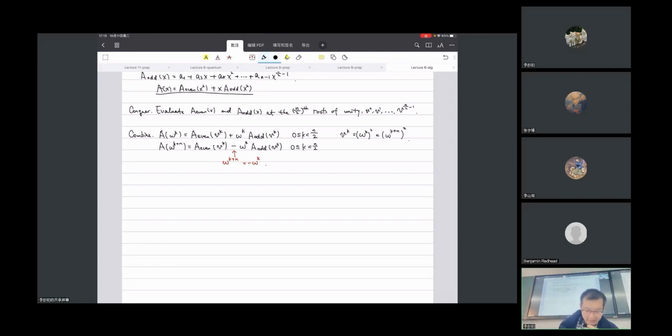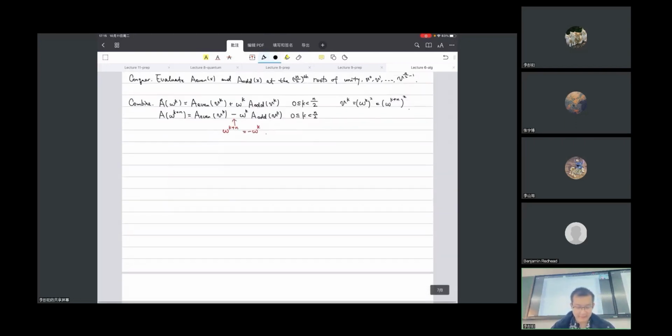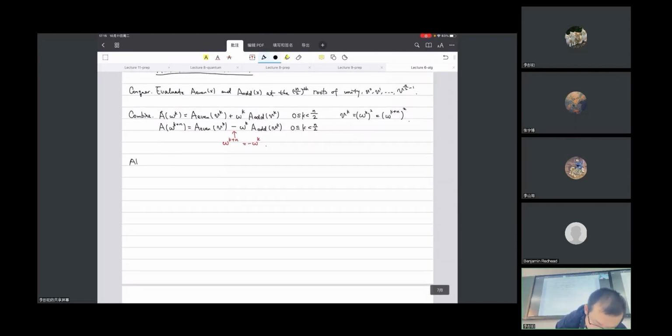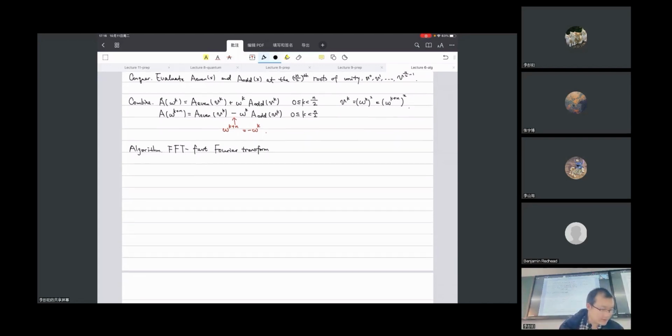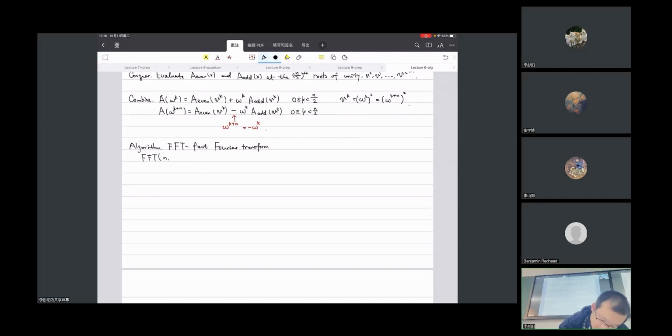After having all these calculations, the algorithm, the discrete Fourier transform, is relatively straightforward. I recall that we have all this calculation about how we are going to do things recursively. So we have this algorithm, the discrete Fourier transform, or FFT, fast Fourier transform. Okay, so the FFT on input n, a0, a1, up to a n minus 1. For the base case where n equals 1, we just return a0.